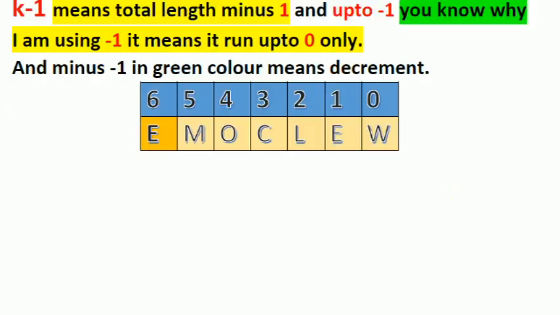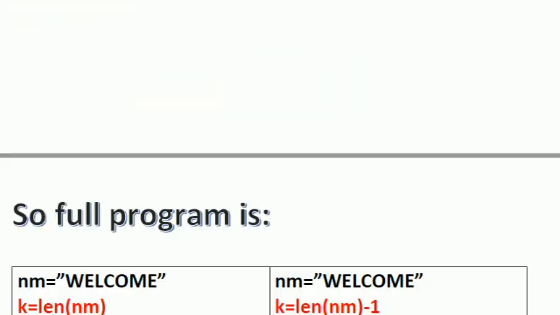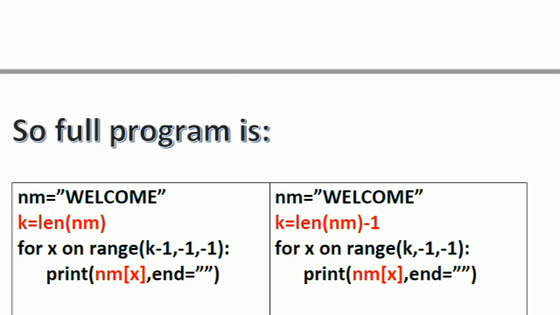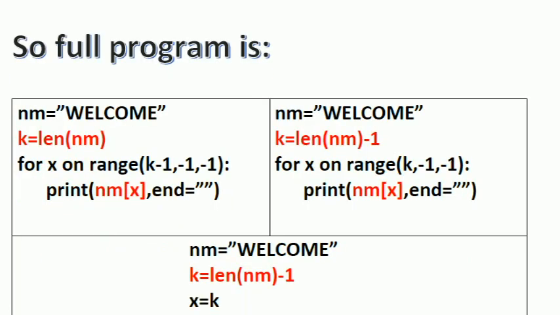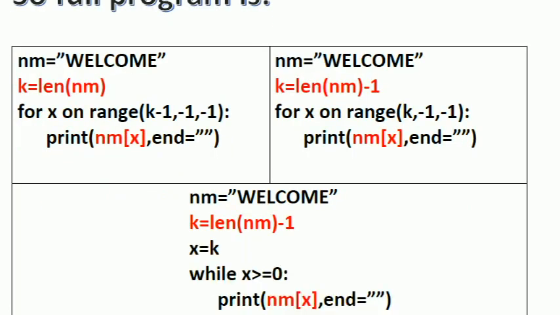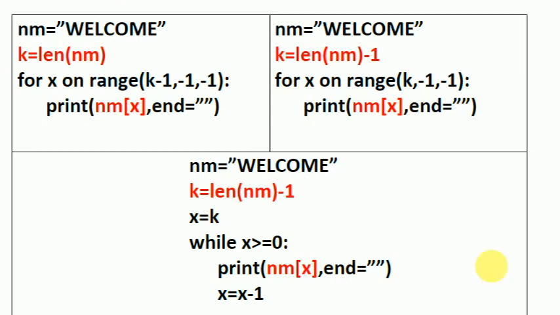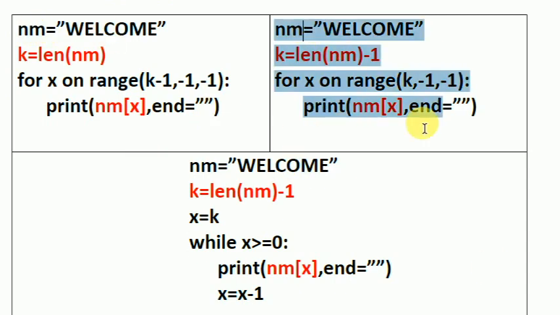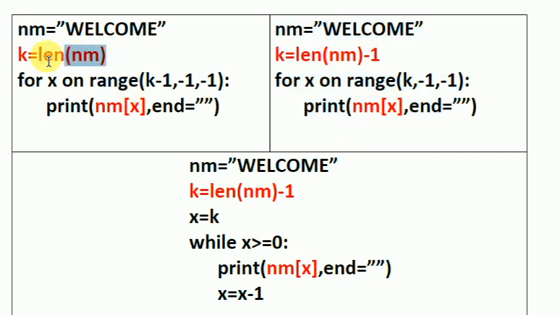And if you want to see the full program, here is the full program in which I am using the while loop also. I have shown all the methods of how you can display the value. The first one and the second one are the same. The only difference is that here I am using length k equals len of nm, and here I wrote k equals len of nm minus 1.